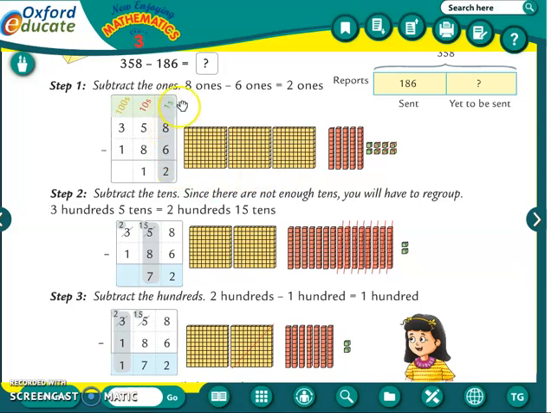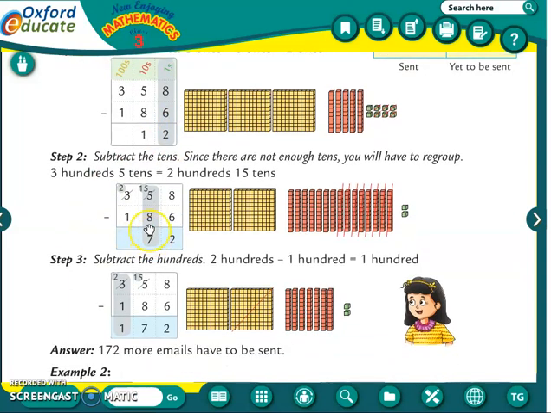We will start from the ones place. First of all we will minus 6 from 8. 8 में से 6 को माइनस करेंगे. What will be the answer? 2. Now second we will do the tens place.